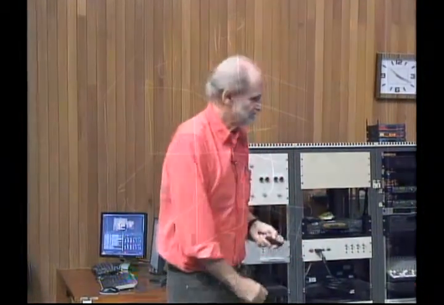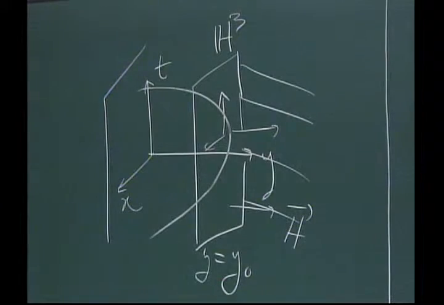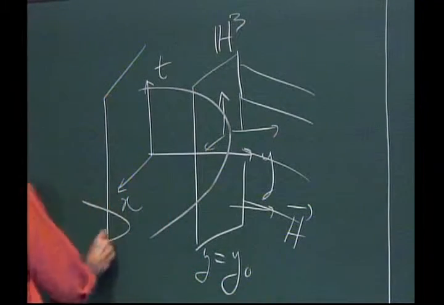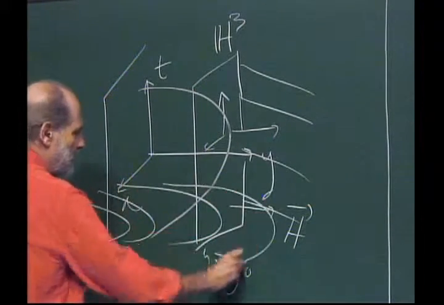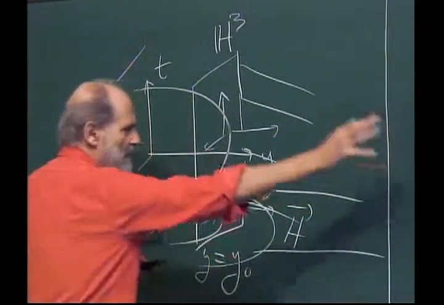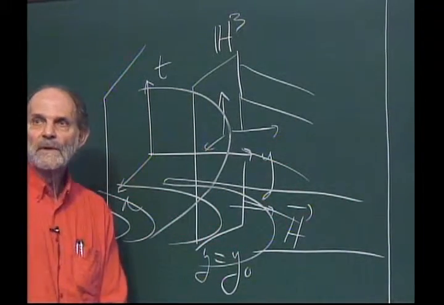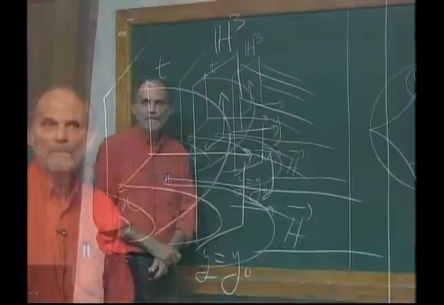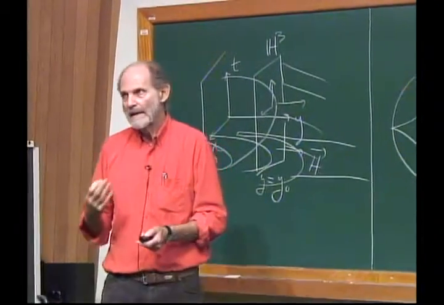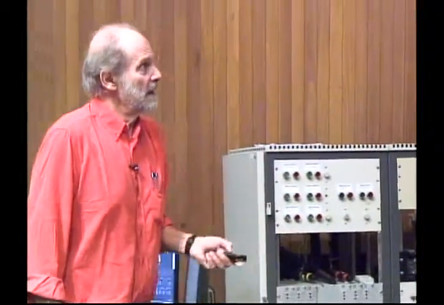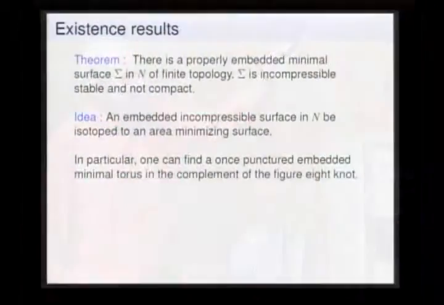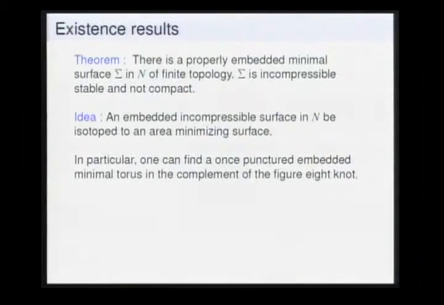When you want to solve Plateau problems, you want to minimize area. If you take a minimizing sequence, there's no reason why that minimizing sequence won't disappear to infinity. I could take some surfaces here whose area is going down, going down, going down, and maybe the area goes off to infinity when you go to the minimum. So solving Plateau problems here is not obvious. This theorem in particular says that in the complement of the figure 8 knot, one can find a minimal torus that's embedded.